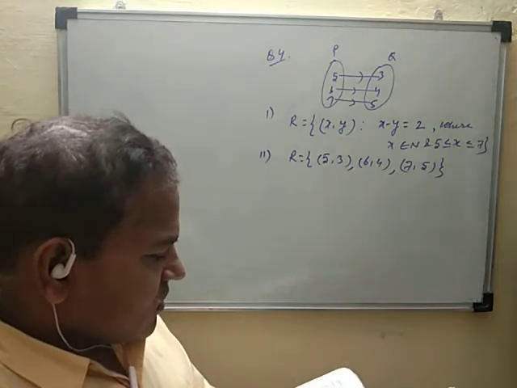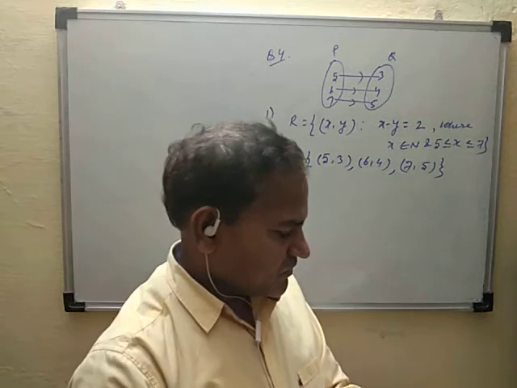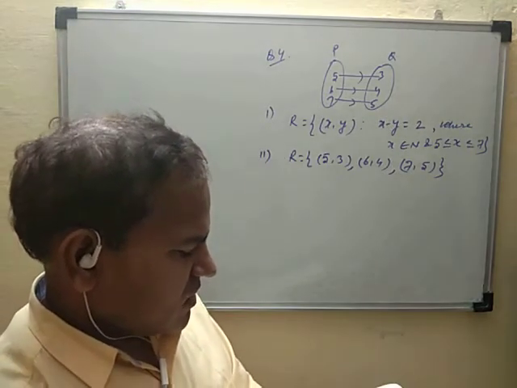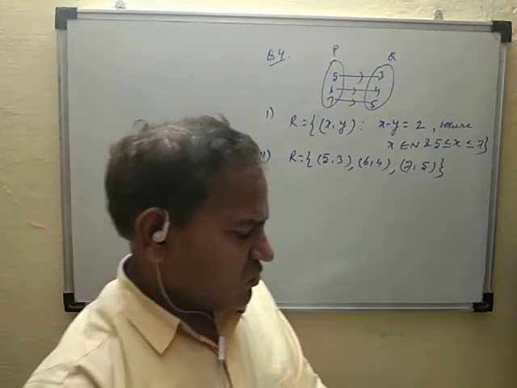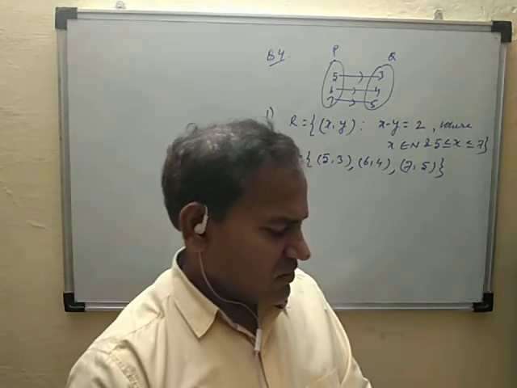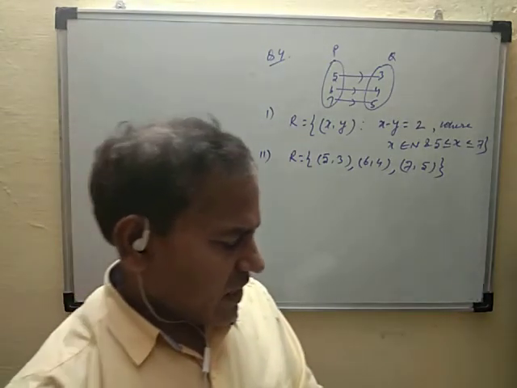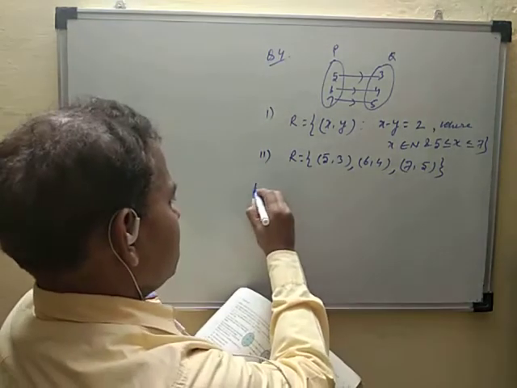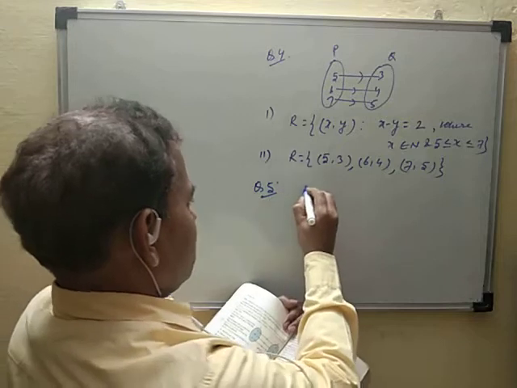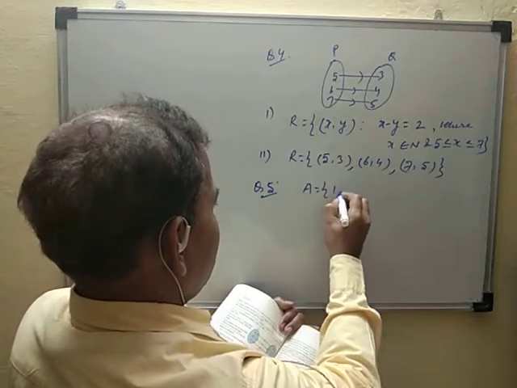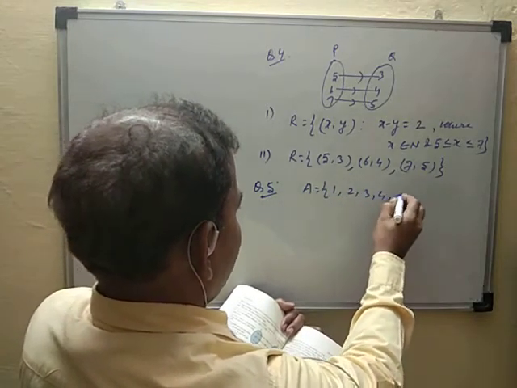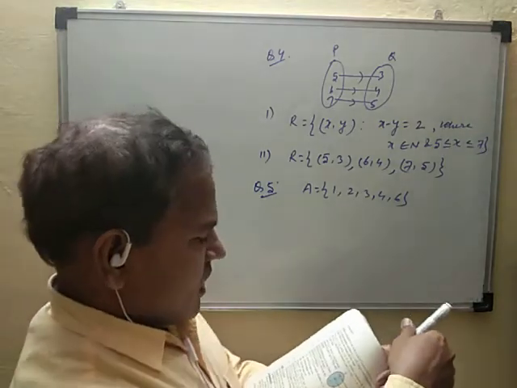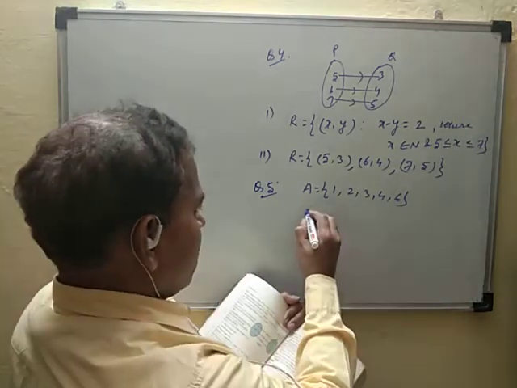Next question number 5, same as question number 5. Relation given: A is equal to 1, 2, 3, 4, 6; 5 is not given. Let R be the relation defined on A. And relation R on A.